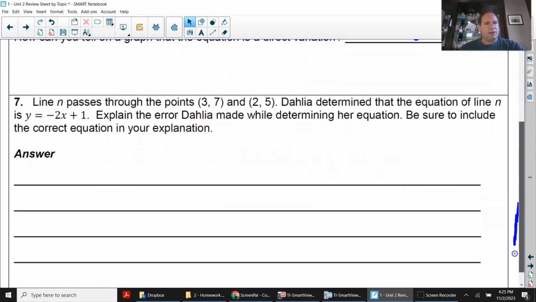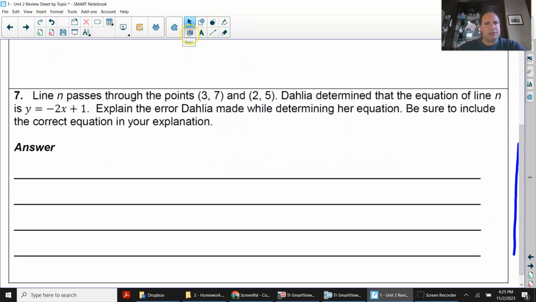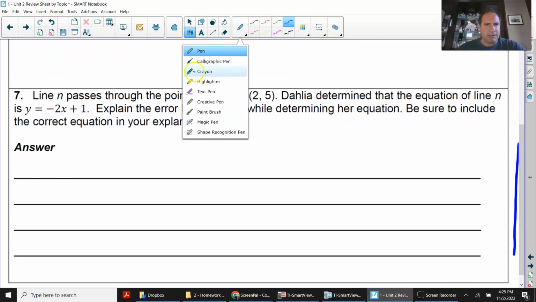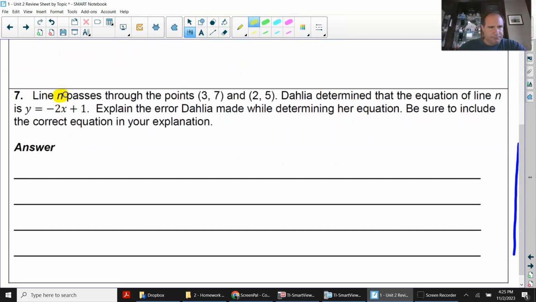So number 7, a line N passes through the points, and let me just get the highlighter out here. And that information is given to you. Dahlia determined that the equation of a line N is this. Explain the error that Dahlia made while determining her equation. So they're telling you that there's an error. Be sure to include the correct equation in your explanation.